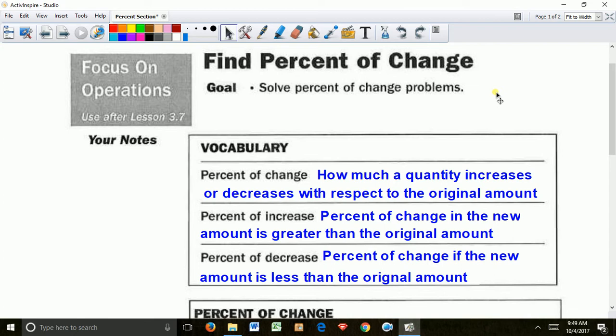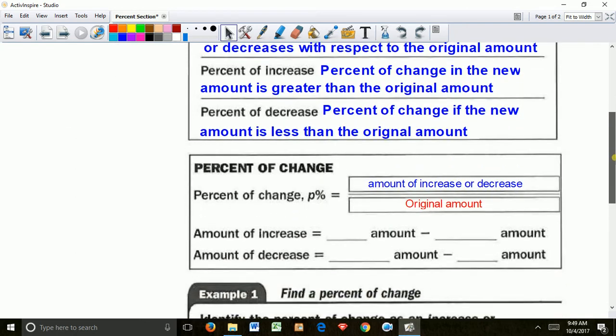The percent of increase is the percent of change when the new amount is greater than the original amount. And the opposite of that is the percent of decrease, which is the percent of change if the new amount is less than the original amount. The percent of change, P percent, is given by the amount of increase or decrease divided by the original amount.